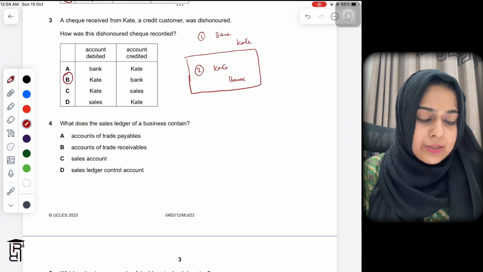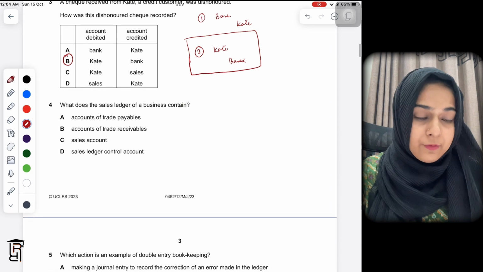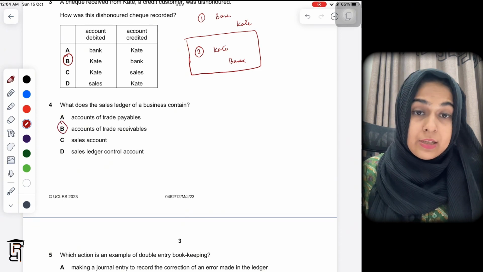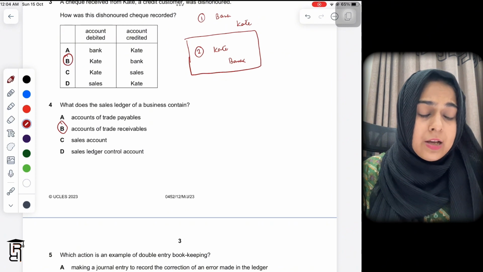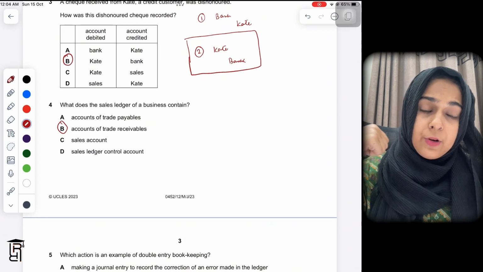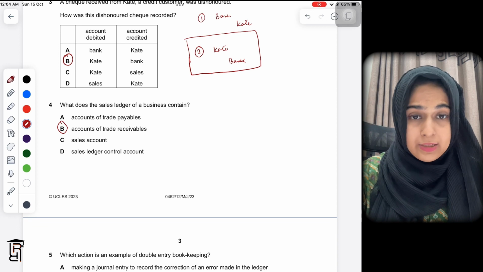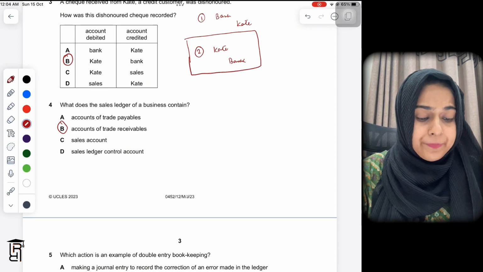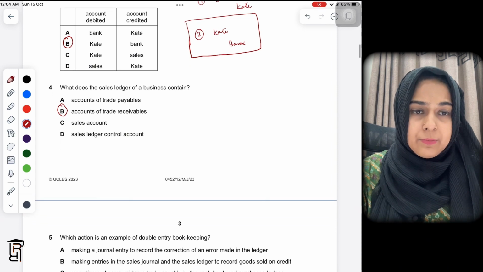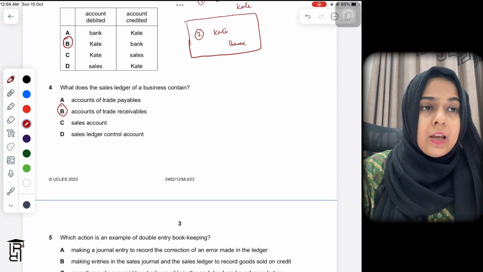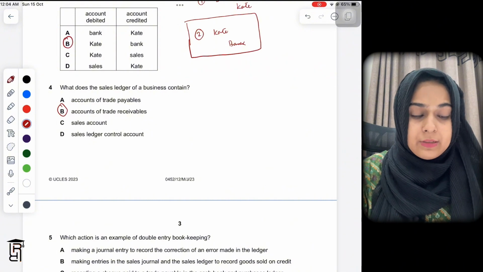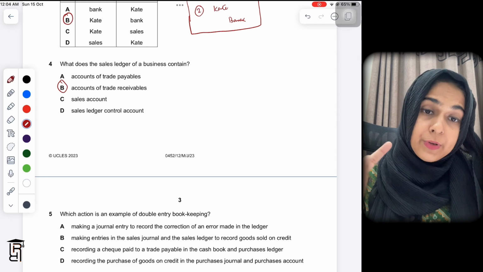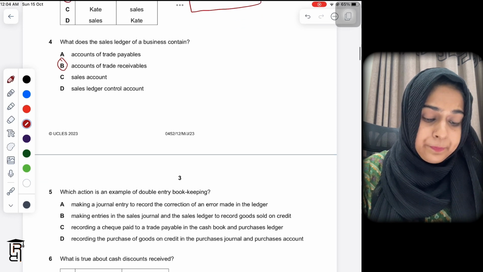What does the sales ledger of a business contain? This is directly from theory. The sales ledger has the accounts of trade receivables, the purchases ledger has the accounts of trade payables, the cash book has the accounts for bank and cash, and all the rest of the T accounts go to the nominal ledger or general ledger in the bookkeeping system. The ledger is divided into subdivisions. The sales ledger is the subdivision which has the personal accounts of trade receivables only.